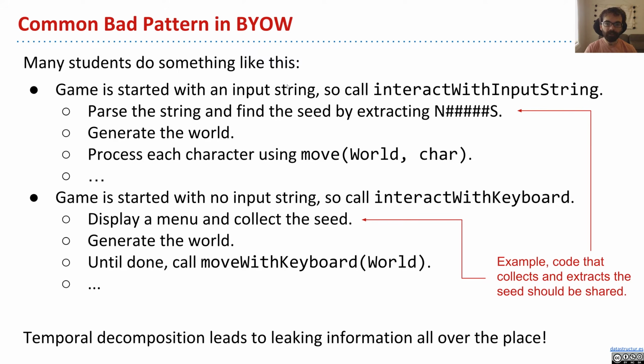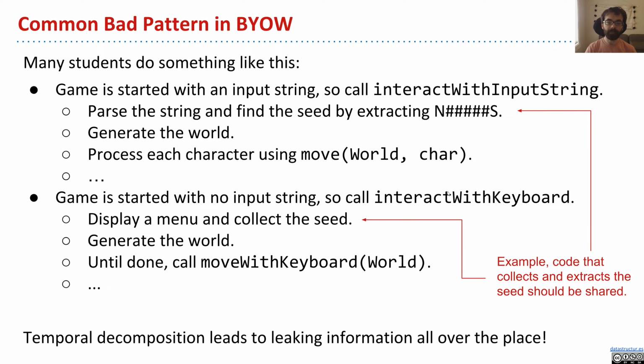So many students do something like this. If the game is started with an input string, you call interact with input string. In fact, we give that to you. This first bullet point is given to you. Now then the student goes through and parses the string given and finds the seed by finding the part that matches this pattern and gets the seed out of it. They then generate the world, and then maybe, drawing on the example we've been working with in this lecture, they process each character using move, in the world, each character that I've gotten out of the string.